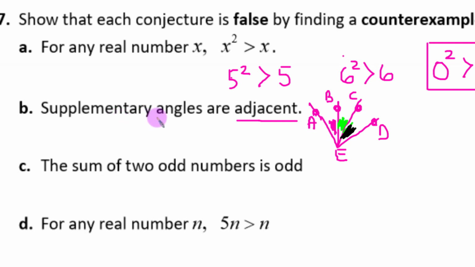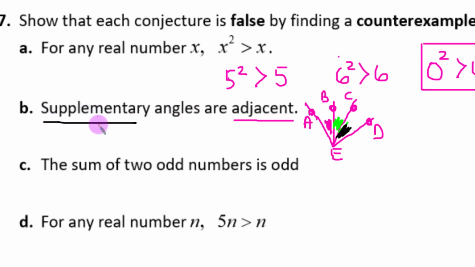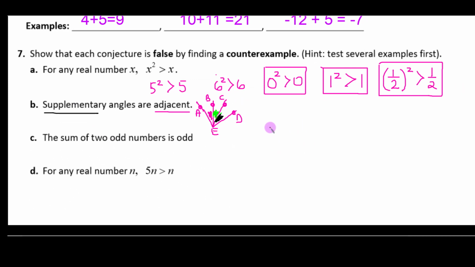So the question is about two supplementary angles. Well, we know supplementary angles are angles that add up to 180. Okay, so let's go ahead and put it like this. And so right there, I have two supplementary angles and they are adjacent. Well, in this case, they are.